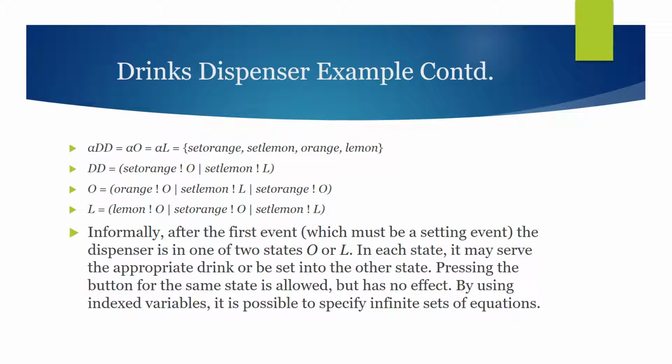Informally, after the first event, which must be a setting event, the dispenser is in one of two states, O or L. In each state, it may serve the appropriate drink or be set to the other state. Pressing the button for the same state is allowed, but has no effect. By using indexed variables, it is possible to specify infinite sets of equations.